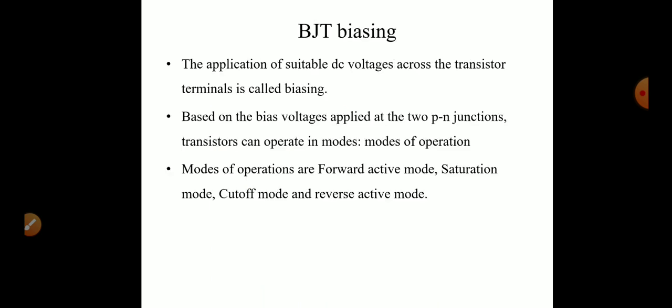Next we move to transistor biasing. Biasing means applying a particular DC voltage to the input terminals of the transistor. So the application of suitable DC voltages across the transistor terminals is called biasing. Based on the bias voltages applied at the two PN junctions of the transistor, it can operate in modes. We call these the modes of operation. The modes of operation of the transistor are forward active mode, saturation mode, cutoff mode, and reverse active mode.